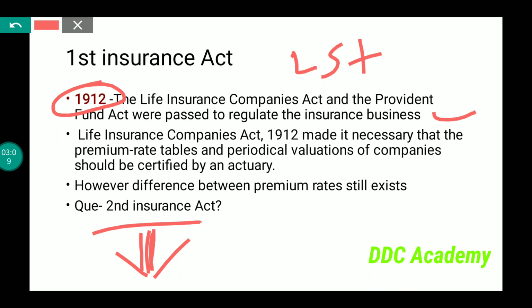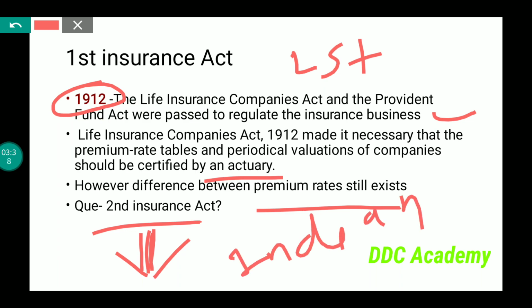An important provision under this act made it compulsory that premium tables and periodical valuation of companies should be certified by an actuary. Before this, there was no need; an individual company could directly publish its premium rates. After this act every company needed its premium rates evaluated by a certified actuary, but the difference in premium rates still existed for Indians and foreigners. So the first act was formed in 1912, and you have to tell in which year the second insurance act came into existence.